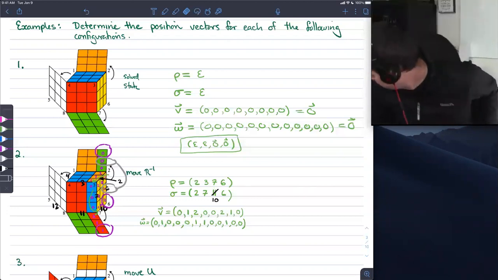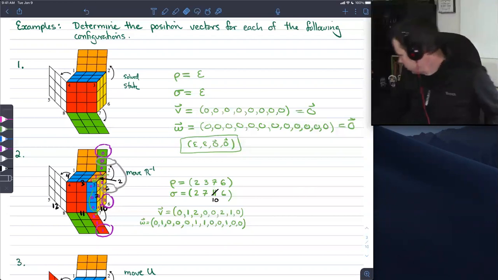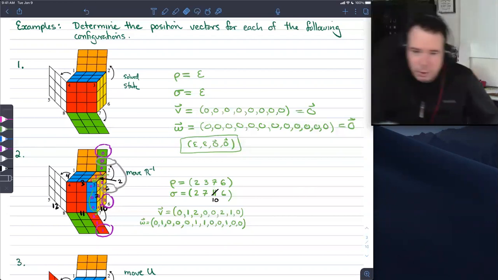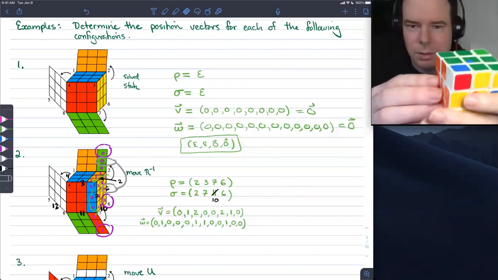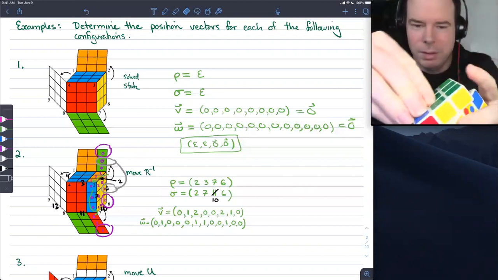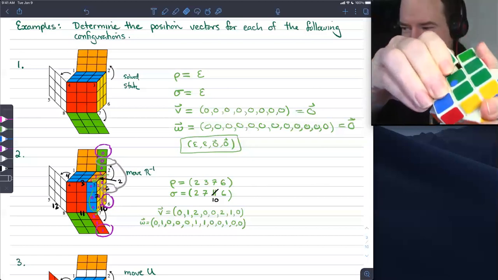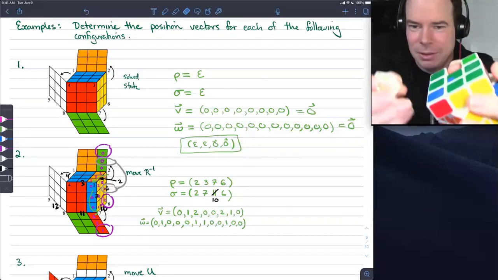I'm just going to grab a puzzle here. There it is. It's a funny one in terms of how it's stickered. I can maybe mention more to you later if you want to know about how I've stickered this one. There's a method to the madness here.